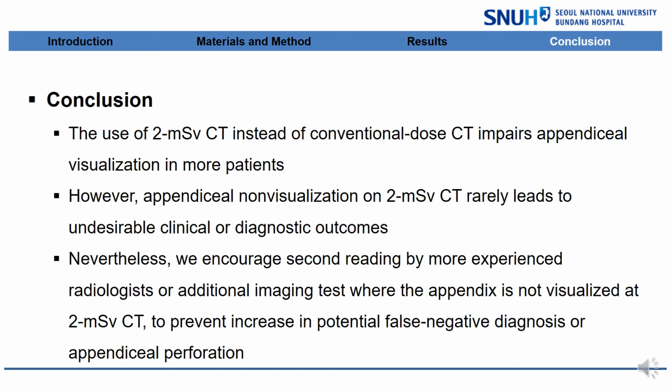In conclusion, the use of 2 millisievert CT instead of conventional dose CT impairs appendiceal visualization in more patients. However, appendiceal non-visualization on 2 millisievert CT rarely leads to undesirable clinical or diagnostic outcomes. Nevertheless, we encourage second reading by more experienced radiologists or additional imaging tests where the appendix is not visualized at 2 millisievert CT to prevent an increase in potential false negative diagnosis or appendiceal perforation.